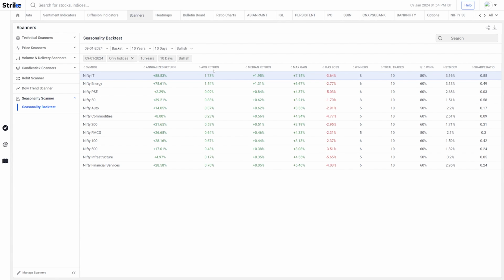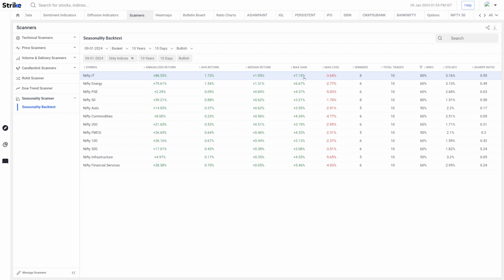The average return is the mean return, or the average of all the returns received during the last 10 years. So whatever this index has returned over the last 10 years for these particular dates, this column highlights the average return of that. Next is the median. Median means the midpoint of all the returns. So if all the returns have ranged from 1 to 3%, the median in this case is close to 2%.